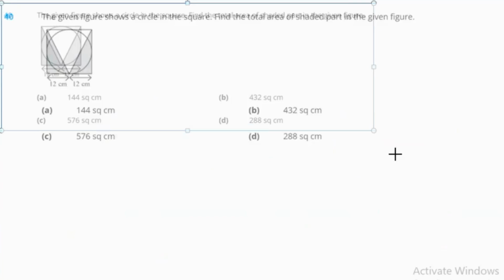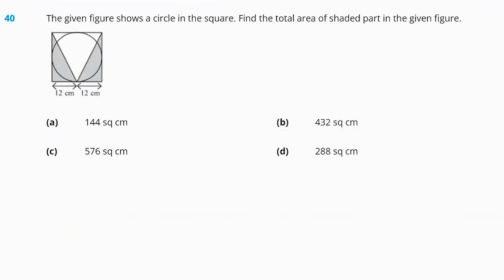Now we need to figure out the next question. In the next question, it is saying the given figure shows a circle in the square. And after that, it is also saying to find the total area of the shaded part in the given figure. Okay, so the given figure shows a circle in the square. The circle is there in the square only.